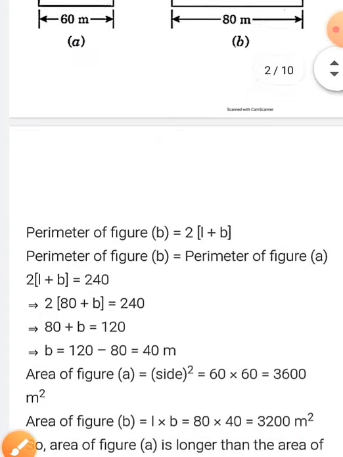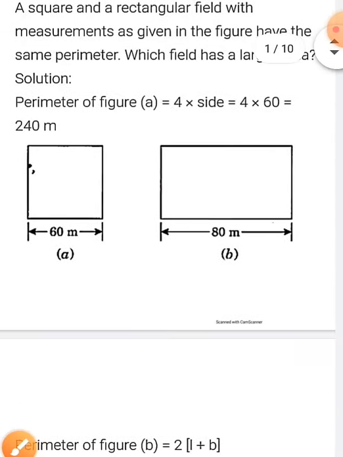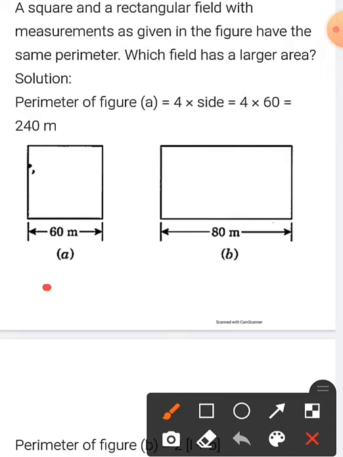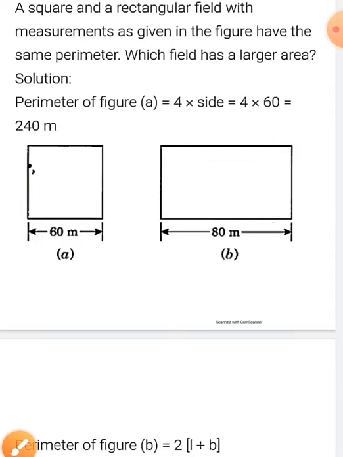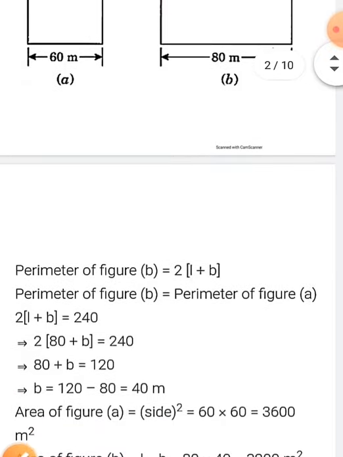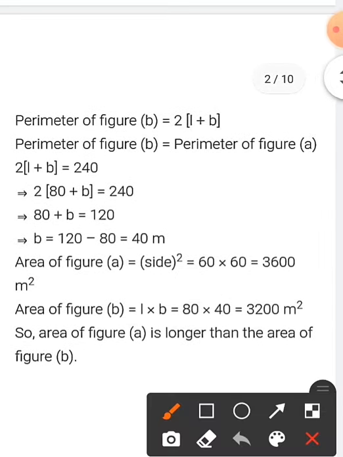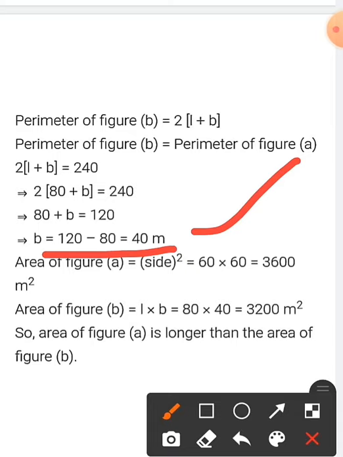What we did, first of all, the perimeter of both was equal, right? Let us recap it. The perimeter of both was equal, so the perimeter of this one, that we have taken equal to the perimeter of this rectangle part, and then with the help of that we got one equation. With the help of that equation we got B. First we calculated B, then we applied the formula for area, area of square and area of rectangle, and then we did the comparison part.